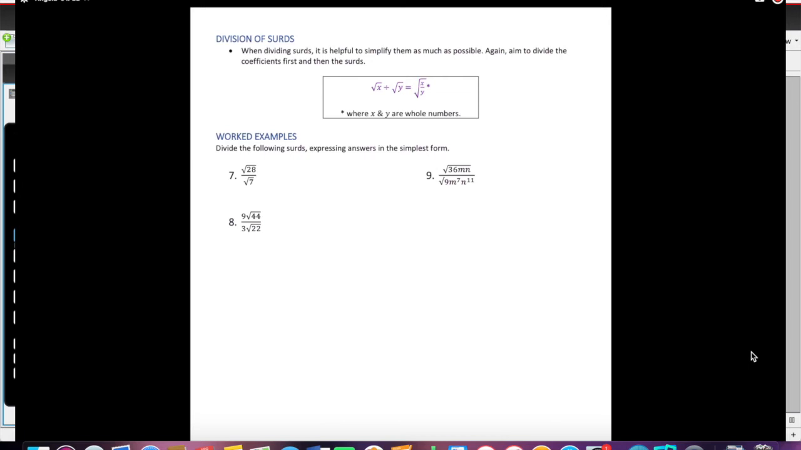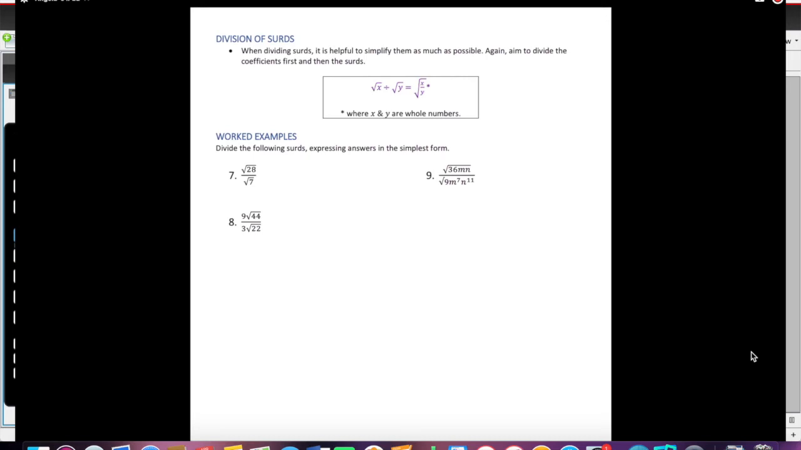So now looking at the division of surds, here I've put that it's really helpful to simplify them as much as possible before actually dividing them. So again, hopefully here you can see a recurring theme of simplify your surds where possible. Like I keep saying, it just makes the process so much easier later on, and it also means that you don't have to do extra steps later on. Obviously here the aim is to divide the coefficients first and then the surds as well. The reason being that it just makes the process a lot simpler and a lot more straightforward.